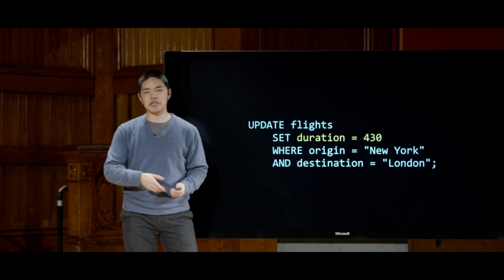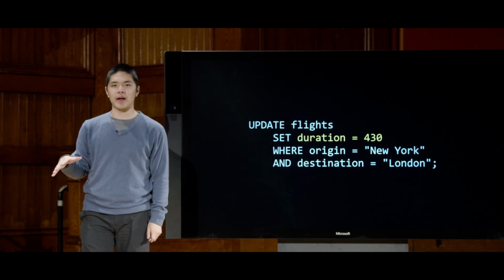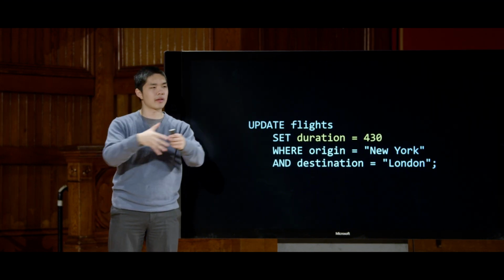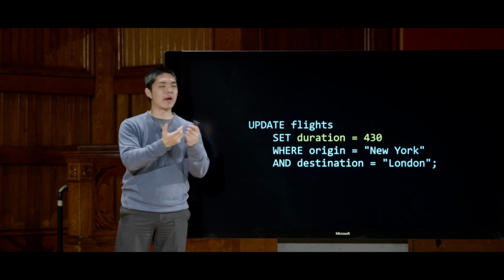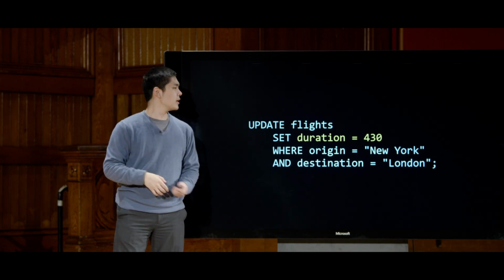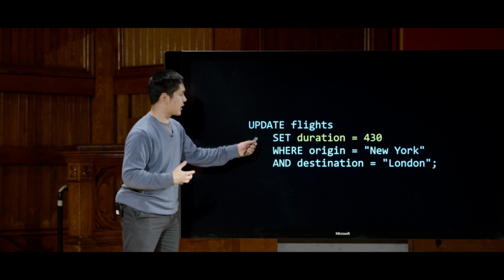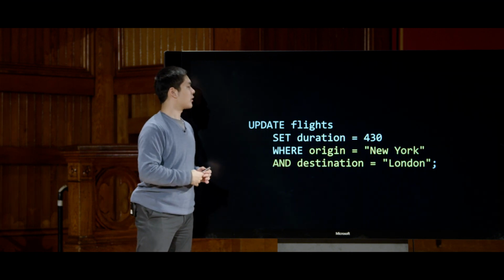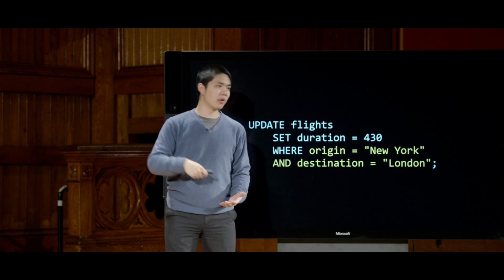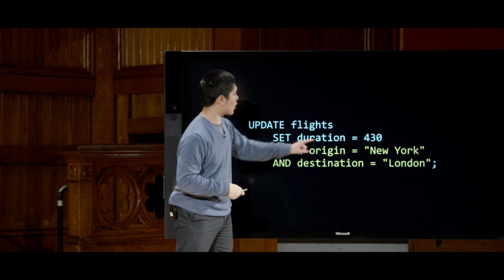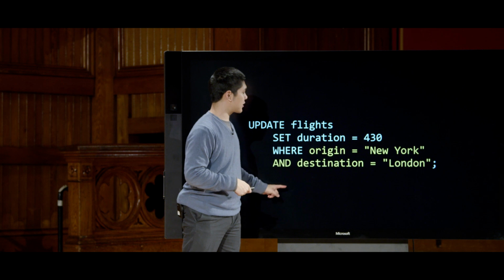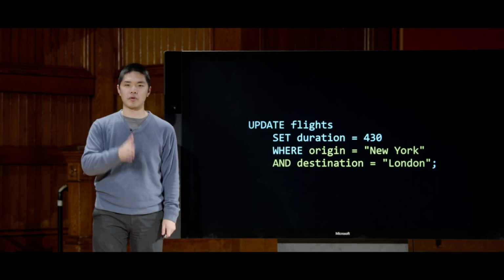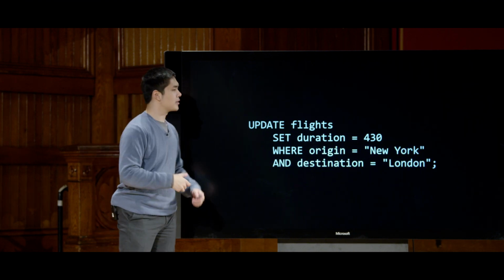But of course, I don't want to change it to 430 for every single flight. Just as in a select clause, I could say where something equals something, or where and then some other clause to specify where I want the rows to be selected from. Likewise, to an update, I can say set duration equal to 430 where a particular condition is true. So here, I'm going to look through the flights table, find myself all of the flights where the origin is New York and the destination is London.